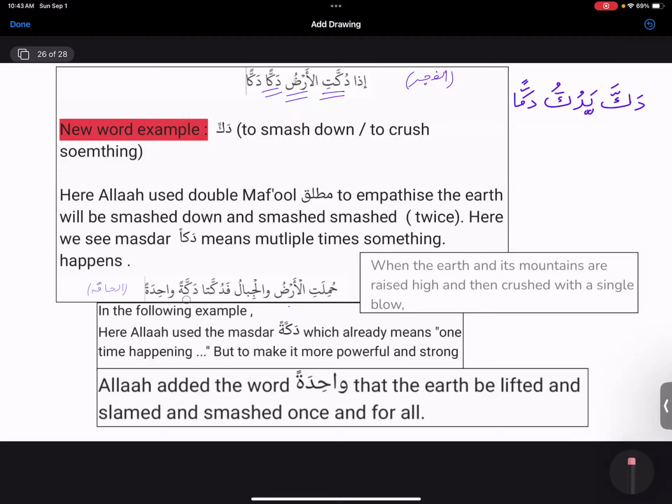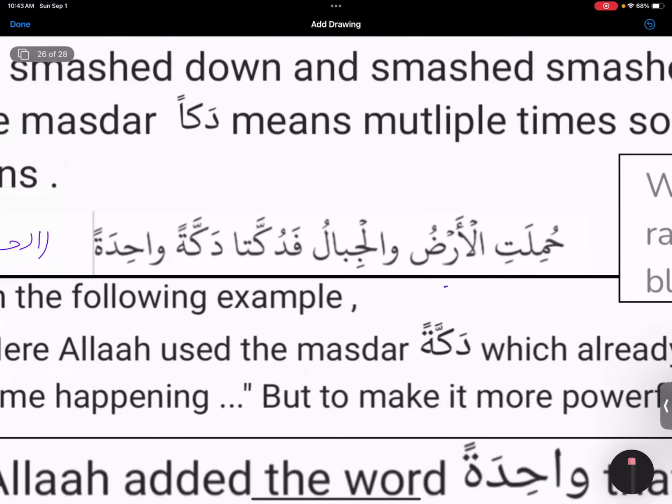Dakkatan. What does dakkatan mean here? It will be done only one time, ek hi martaba, subhanallah, right? This ta marbuta. So they are going to be smashed once, and once would be enough, right? But then Allah subhanahu wa ta'ala is using wahidatan again with it, for emphasis. If just one smash is going to be good enough.